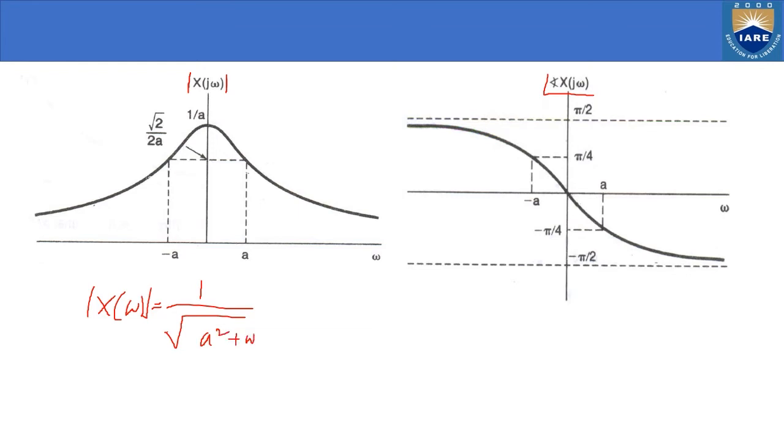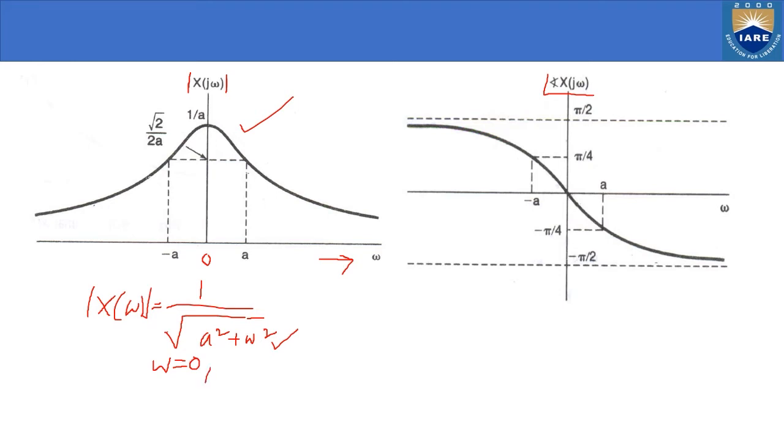So if we plot this function, then it looks like this. What is its maximum value? Maximum value occurs at omega equal to 0. Okay, what is this axis? This axis is nothing but omega. Horizontal axis is omega because it is a frequency domain function. So when omega equal to 0, I substitute omega equal to 0 here. Then what will I get? When omega equal to 0.